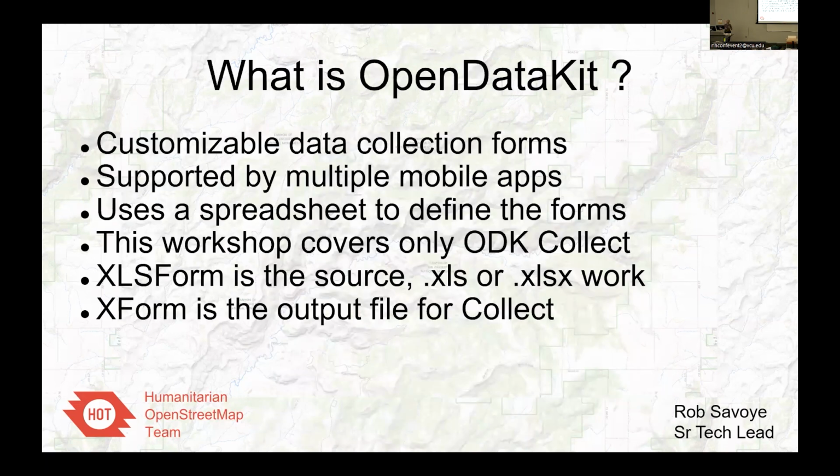So what is OpenDataKit? Basically it's customizable collection forms. When you use something like Organic Maps or JOSM, you've got presets. OpenDataKit kind of lets you create your own presets, is how I think about it. One of the other nice things about OpenDataKit is that it's used by probably at least 24 apps that I'm aware of, some commercial, some open source. So it's kind of an industry adopted format, and we really like it. It uses a spreadsheet for editing the source files, which I find totally perverted, but that's just the way it is. Someday I'm going to write a program to fix that.